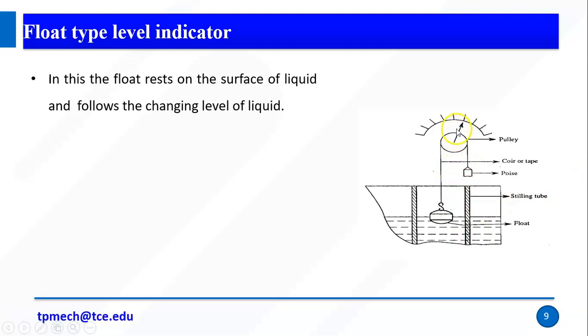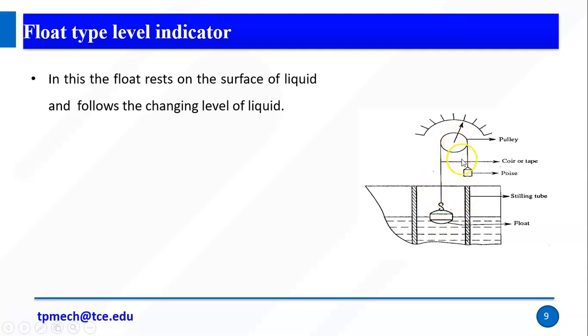Pulley is connected with the pointer. The pointer can move within the scale. So if there is no water, the float is at the bottom of the tank. If the level of water increases, then the float also floats. When the float goes upward, the weight goes downward.